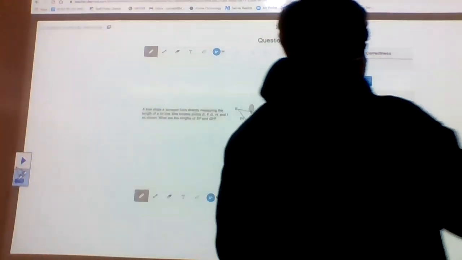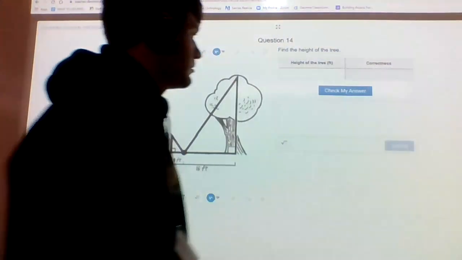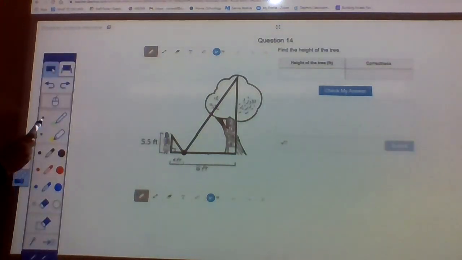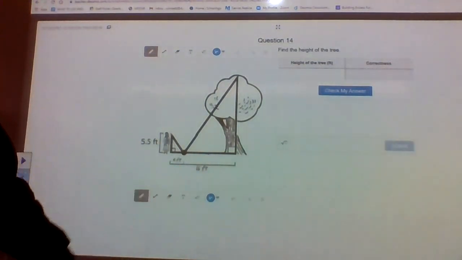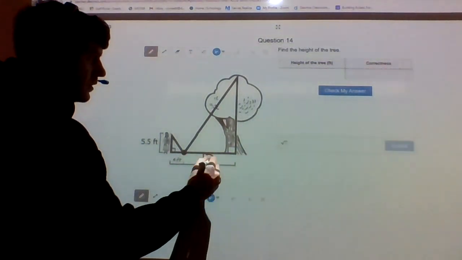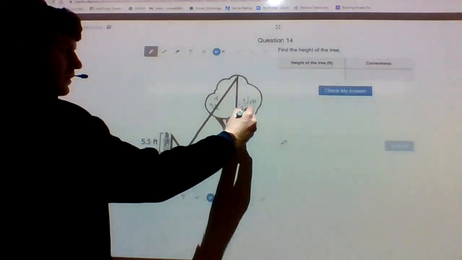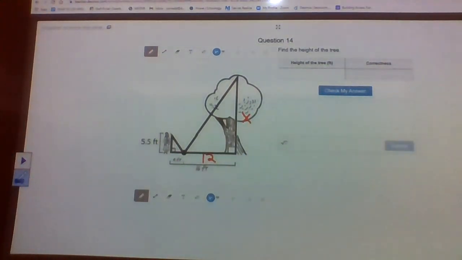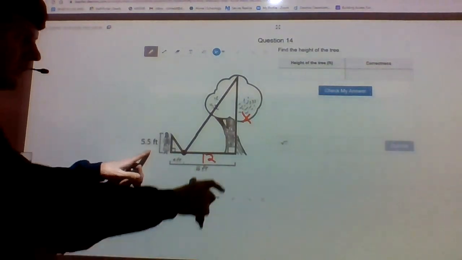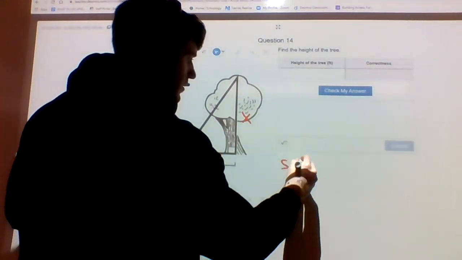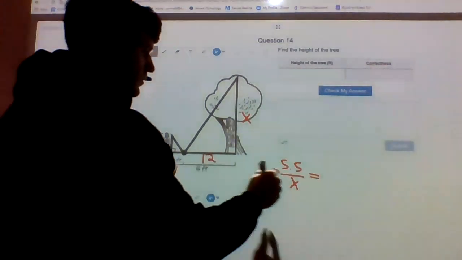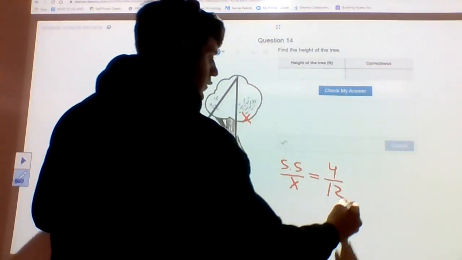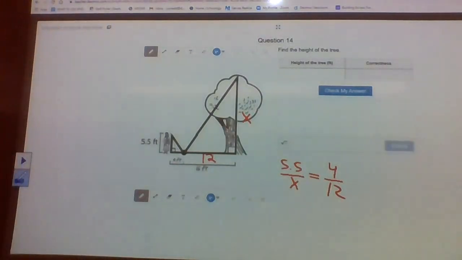So let's look at 14 here. They're telling us this whole bottom here is 16. So 16 minus 4 is going to give us 12. And we're looking for the height of the tree. So 5.5 is going to relate to the x, and then 4 is going to relate to the 12. And we know the sides are proportional because we know these triangles are similar.